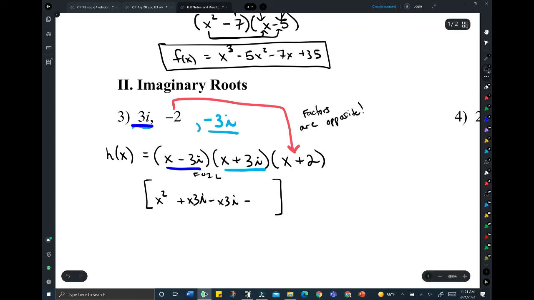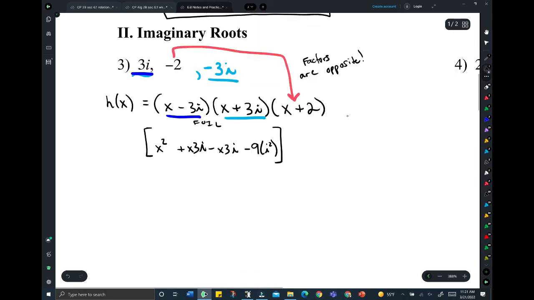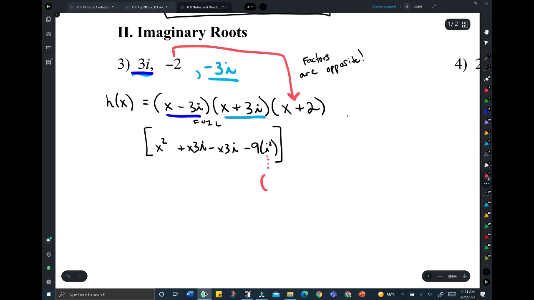The tricky part is this last part. Minus 9i squared. Maybe remember that i squared is really negative 1. So what we have going on here, the x 3i's cancel. We're going to have x squared minus 9 times negative 1, or x squared plus 9. So that's a little tricky part there.